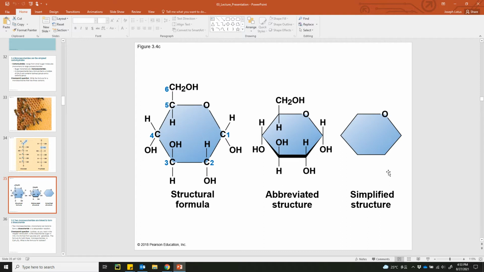And a simplified structure is not going to show the hydrogens or hydroxides, or hydroxyls, but it will show just a corner. And so whenever you see the corner, you can assume that there's a carbon and a hydrogen and this hydroxyl here. So don't worry about this too much. It's just a different way that we can draw the same molecule. In biochemistry, we use different types of drawings to represent different types of data.